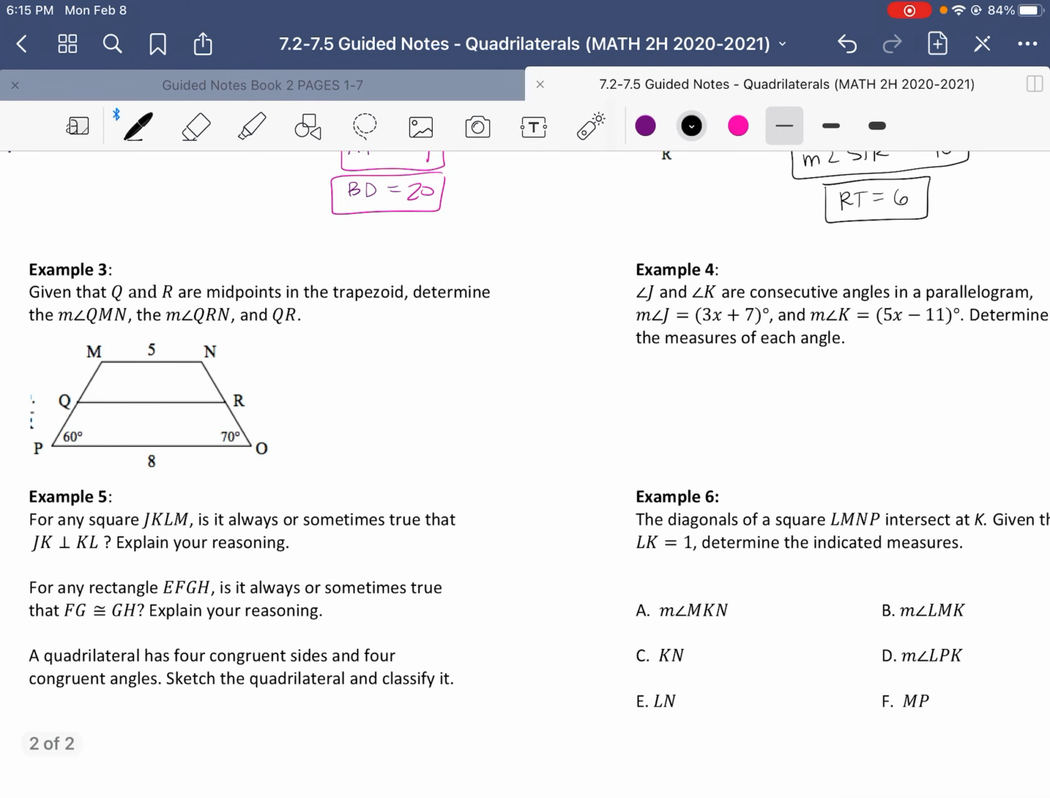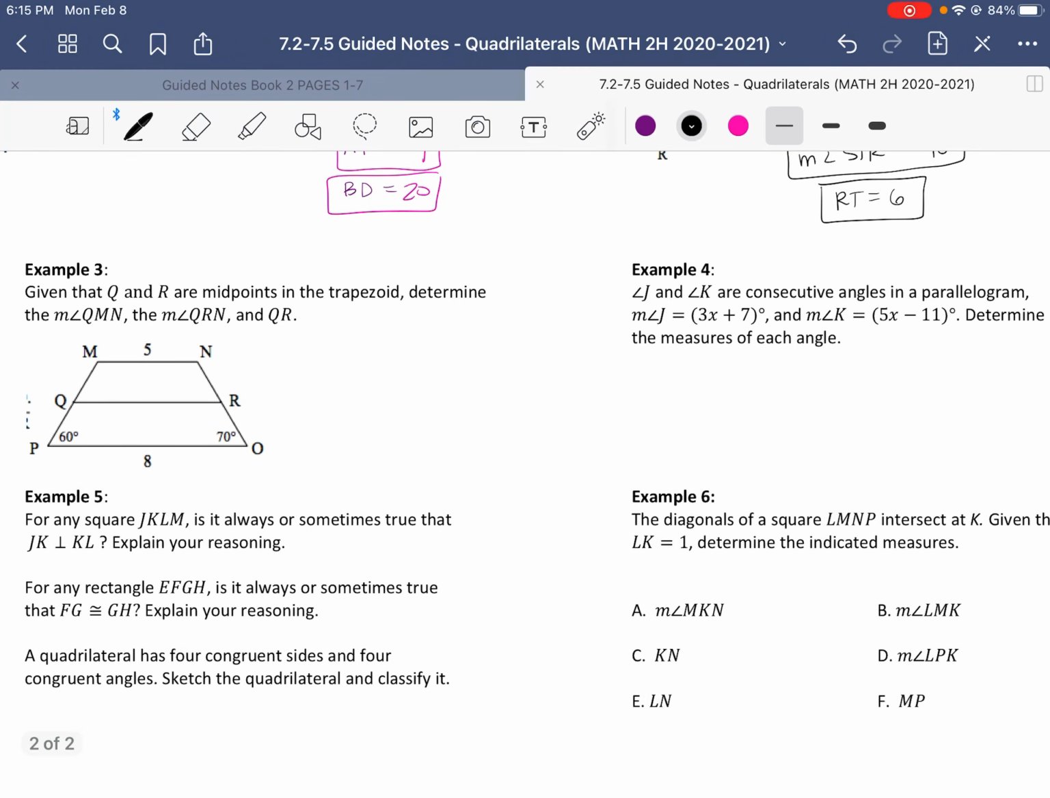Example 3 says, given that Q and R are midpoints in the trapezoid, determine the measure of angle QMN, the measure of angle QRN, and the measure of QR. Now remember, in a trapezoid, we look at this guy and it told us that this is a mid-segment in the middle because it's hitting the midpoints, meaning this QM is equal to PQ, and these might not be equal over here, right? But they're equal to each other, so NR would be equal to RO. So this creates that mid-segment there in the middle.